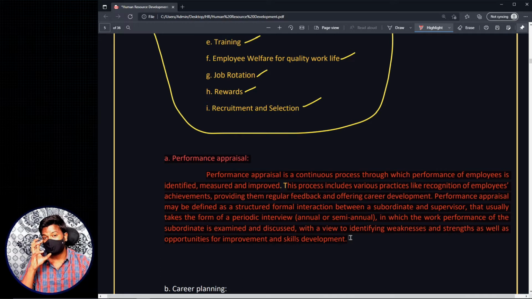So this is the basic theory of performance appraisal. But the basic idea of performance appraisal I gave you, right? It is basically an interaction relating to the performance, or an interaction where the appraisal is given based on the performance of the employee in a stipulated amount, or in a particular period of time.